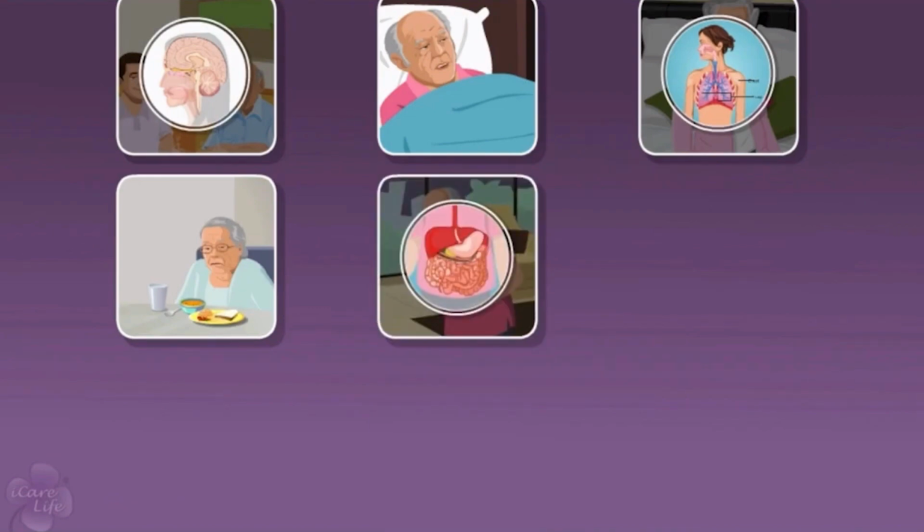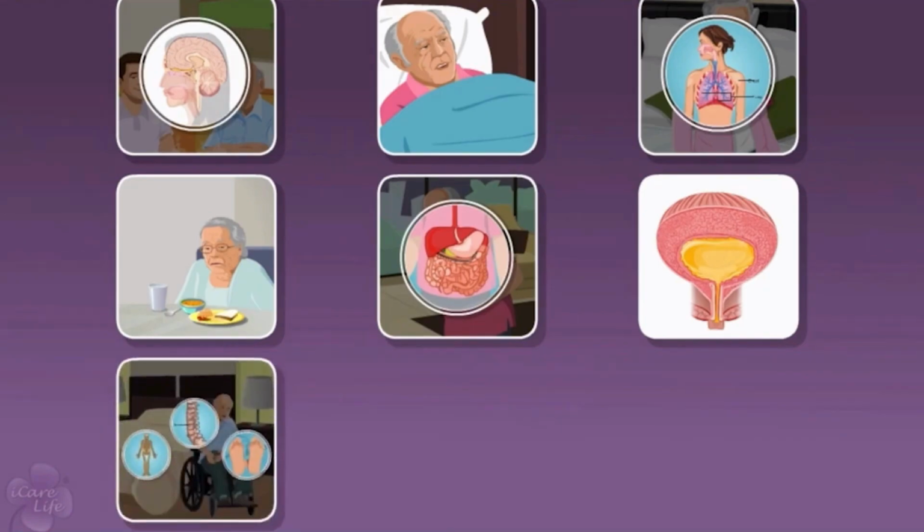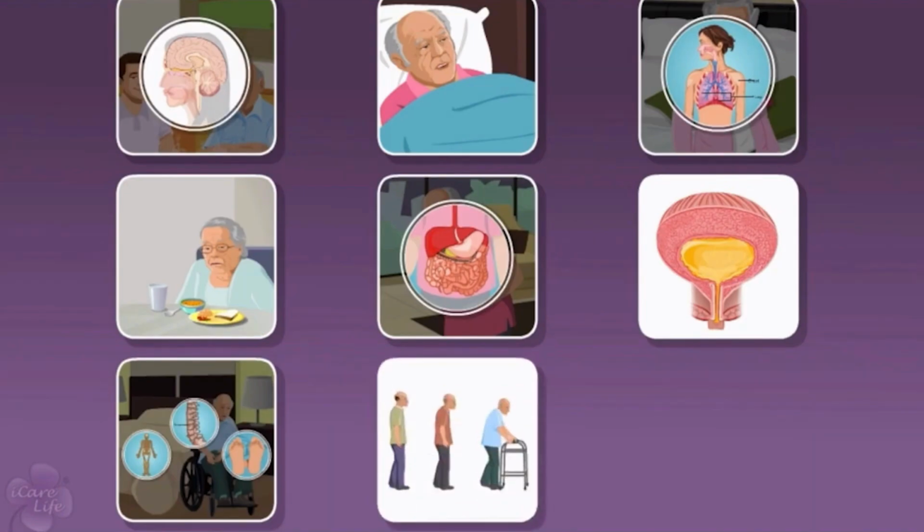The person may become more susceptible to gastric irritation and intolerance to fatty foods. The bladder cannot stretch as much as before and can hold lesser amount of urine. Calcium is reduced from the bones and vertebral discs become thin. The person may lose height and assume a stooped, forward bent posture.